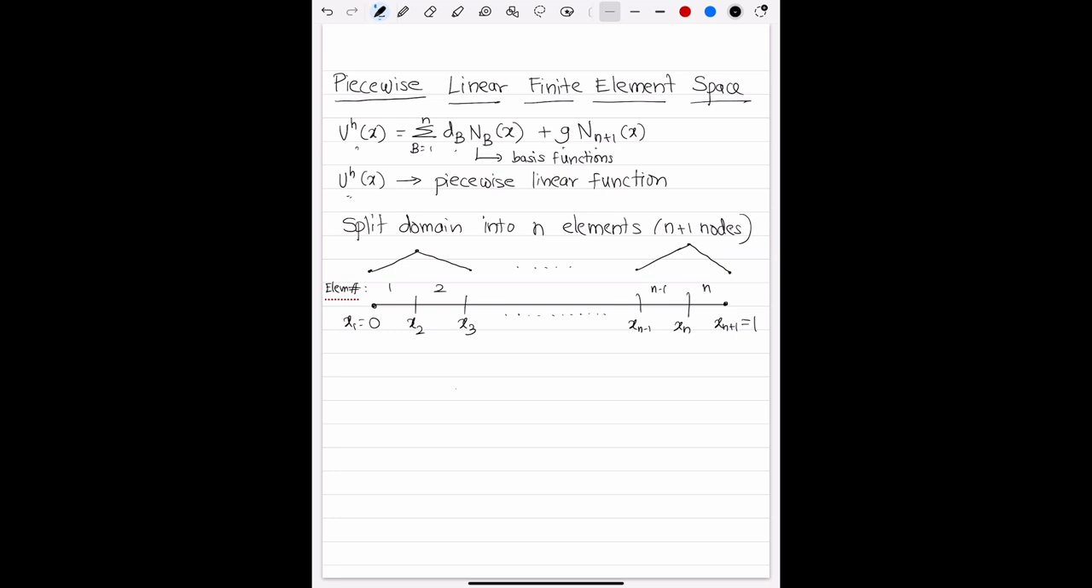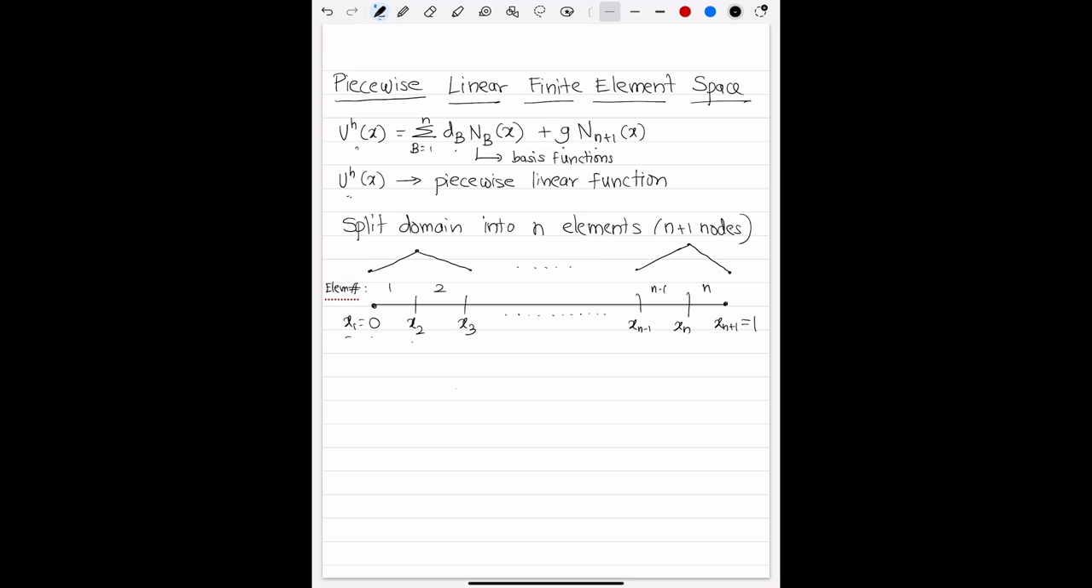So the first node x_1 has to be equal to 0. The next node is x_2, x_3, and so on all the way up to x_n, and finally x_{n+1}. The last node x_{n+1} has to be equal to 1. Note that element 1 ranges between nodes x_1 to x_2, element 2 includes nodes x_2 to x_3, and so on. Within each element, the function is assumed to be linear.